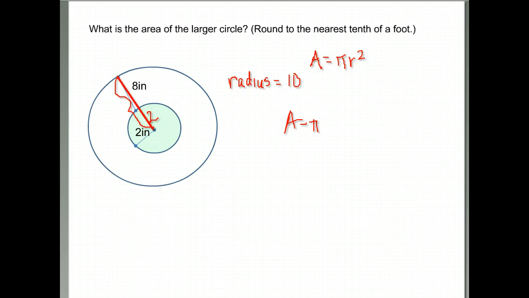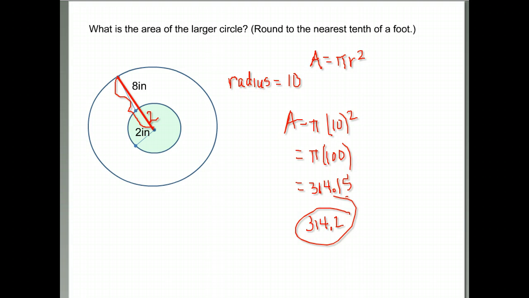Now we can put it into the formula. The area of a circle is pi times radius squared. Remember that this squared means 10 times 10 and not 10 times 2. So it'd be pi times 100 or 314.159. And it wanted again to the 10th of a foot, so we'd round that to 314.2.